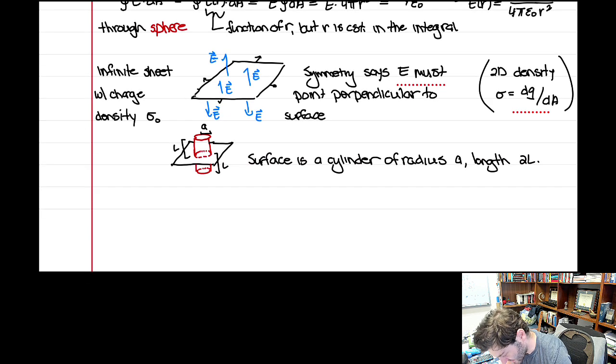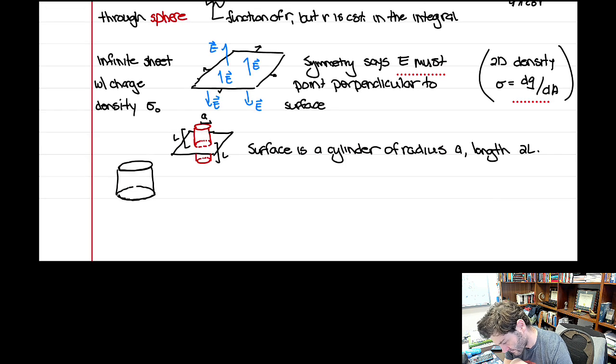Now, again, what does the surface look like when I also include some electric field vectors? So here, if I do a blow up of the surface, here's the top, and then here's the bottom. And then here's where it pierces the sheet. So then again, this is L, this is L, this is A.